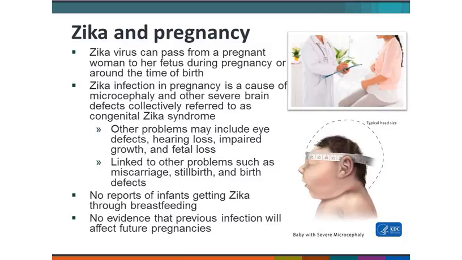Zika infection in pregnancy is a cause of microcephaly, which is the most severe manifestation of congenital Zika syndrome. But it can also be associated with other neurologic disorders, which can include eye defects, hearing loss, impaired growth, and fetal loss. It's also been linked to other problems such as miscarriage, stillbirth, and very serious birth defects. No reports of infants getting Zika through breastfeeding have been confirmed, and there's no evidence that previous infection will affect future pregnancies, fortunately. Next slide.